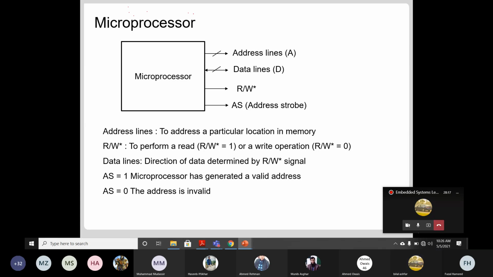Read. It's also possible that it should be a write. So it can either be a read operation or a write operation. We'll also explain some examples, which we also studied before.